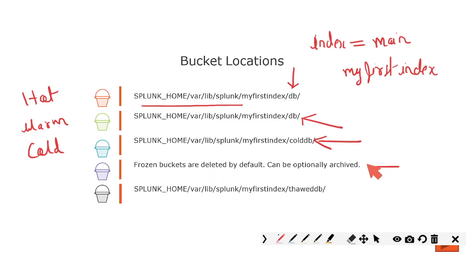So we need to explicitly specify the location of the archive data. We can explicitly configure the location of the frozen buckets to be an S3 bucket as well. So that is also a possibility. And then we are also looking at the thawed data, which can reside under the directory called thaweddb. Okay.